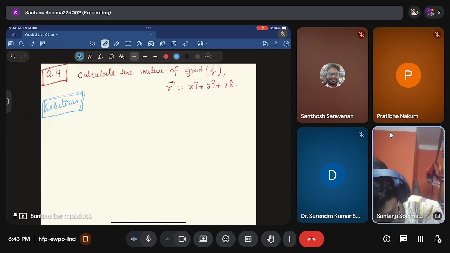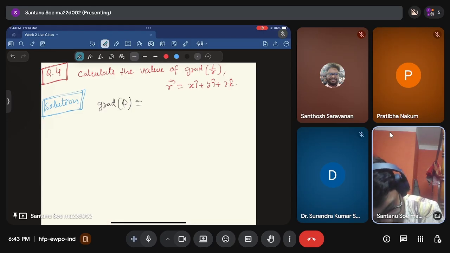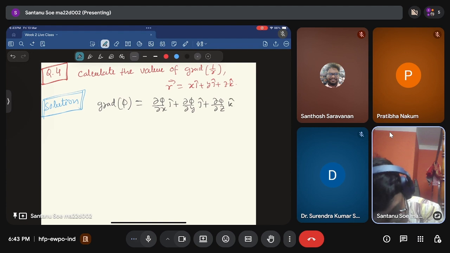So gradient of phi we all know, right? So this is just the gradient operator. I mean simply del phi del x into i cap plus del phi del y into j cap plus del phi del z into k cap, right? Where phi is a scalar function.